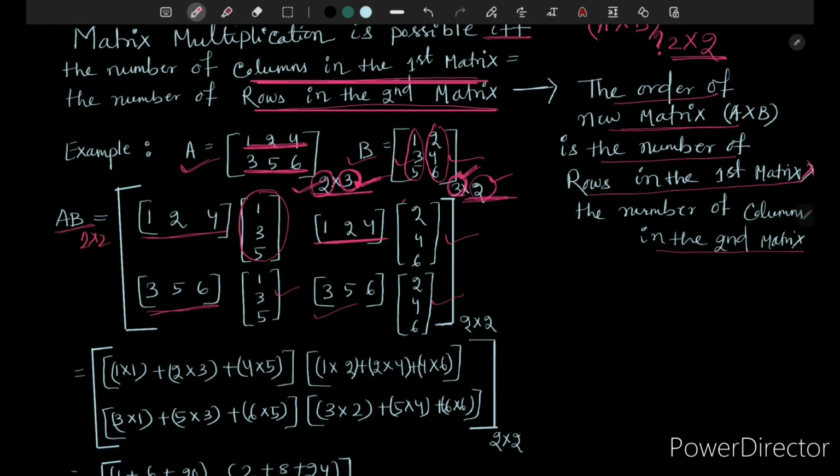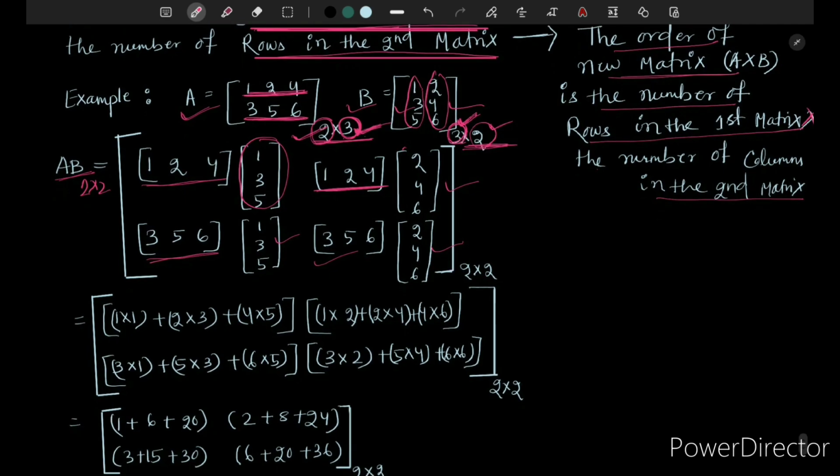And thirdly, we have to multiply the individual numbers of rows and columns. First 1 into 1, this is the result, then 2 into 3, this is the result, and then 4 into 5, this is the result. Similarly, we do 1 into 2, 2 into 4, and 4 into 6, so this is the result. Again here we do 3 into 1, 5 into 3, 6 into 5, so you can see here.